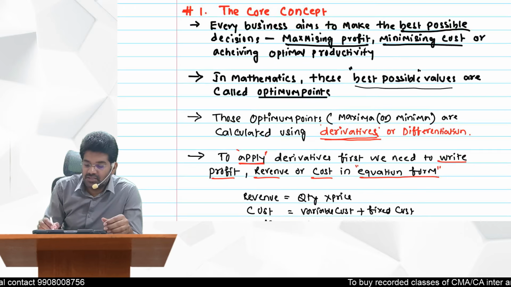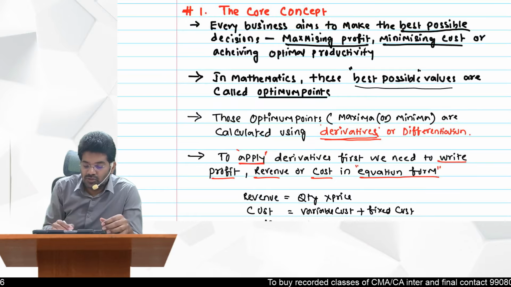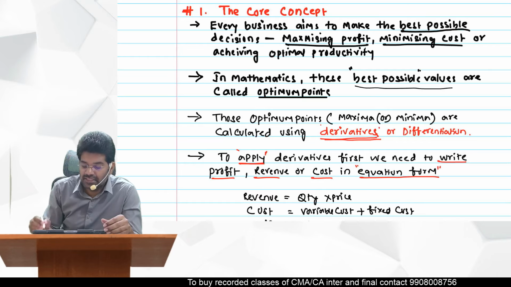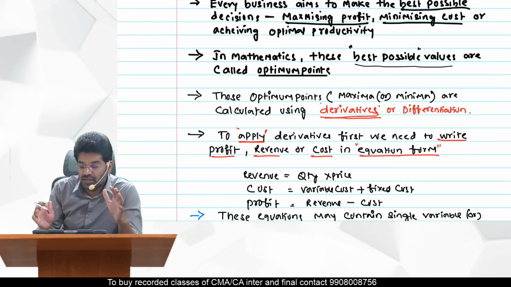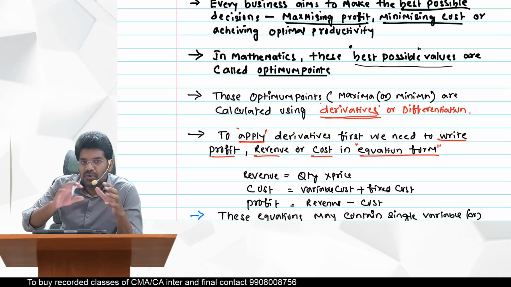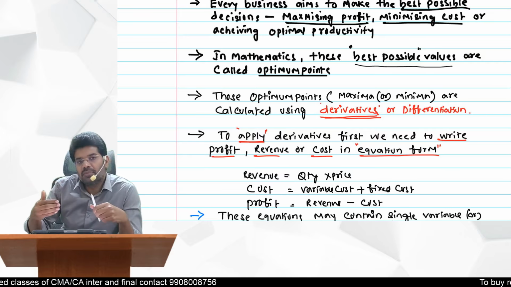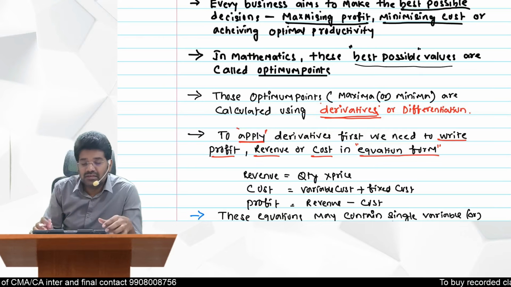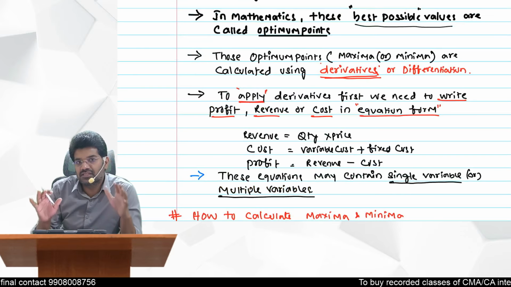In mathematics, these best possible values are called optimum points. Those optimum points, maxima or minima, are calculated using derivatives or differentiation. So to apply derivatives, first what we need to do is express the relationship between the variables in the form of an equation. Then you can apply the derivative formulas to that, right? This is the concept behind this.